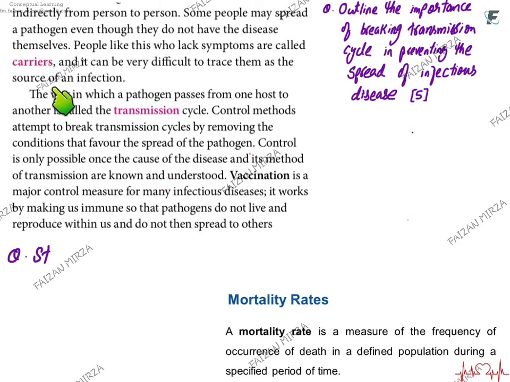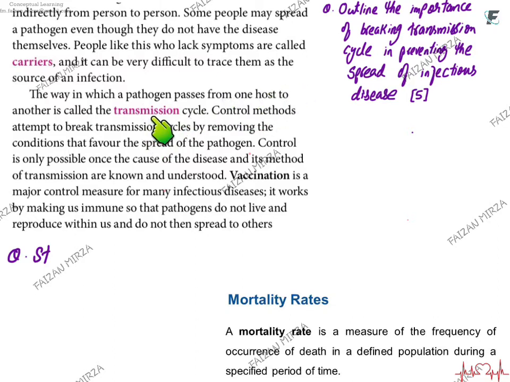And if a person is a carrier and knows that, okay, I'm a carrier, then the person would be a bit cautious, should be, ethically though. Okay. And then comes the transmission cycle. Transmission cycle just means how a pathogen passes from one host or one organism to another organism.